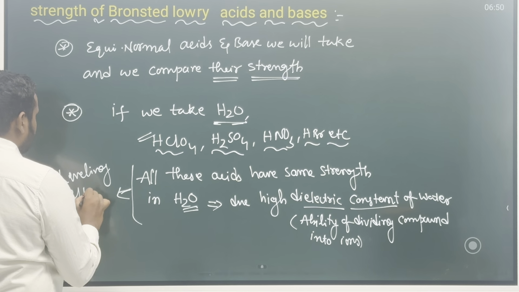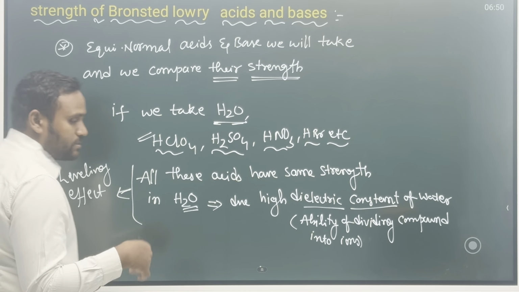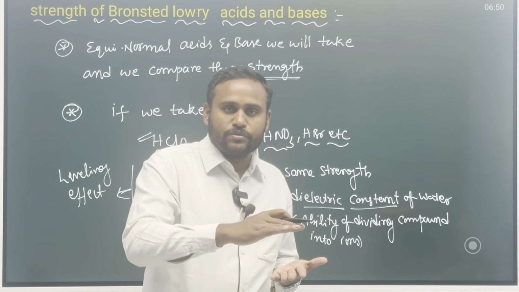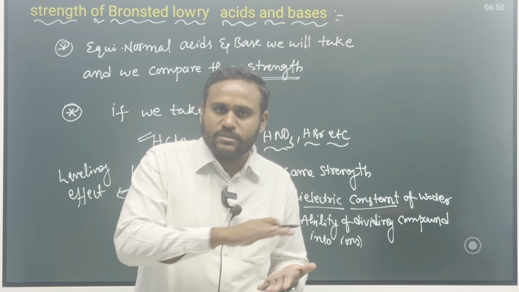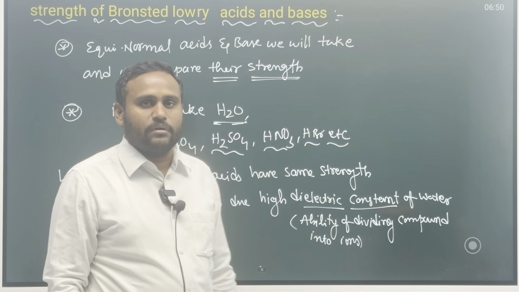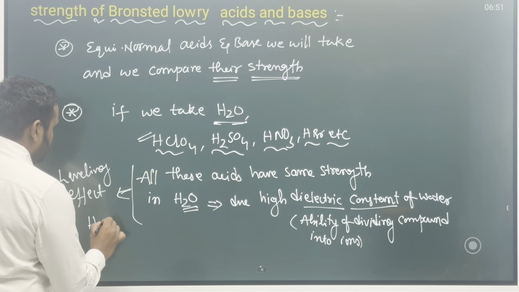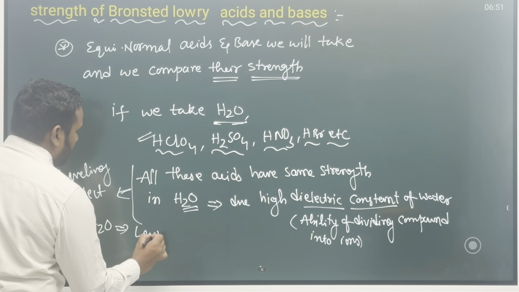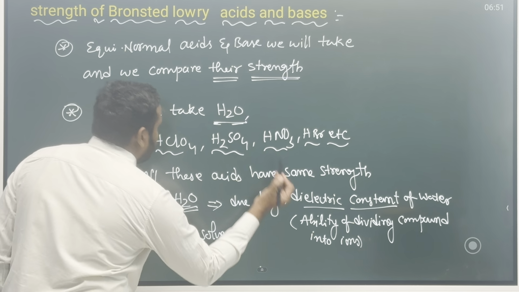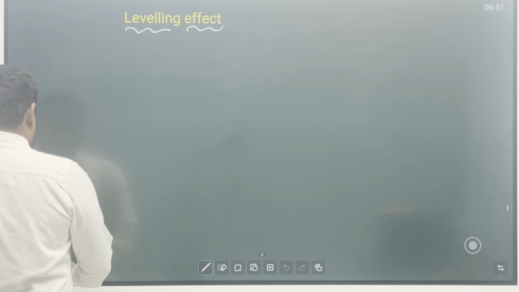Leveling effect. So here, water acts as what? Leveling solvent. So leveling solvent means, for these acids, what is the water doing here? Water is completely dissociating these acids equally, so it is making different types of acids equal in strength. That is known as what? The leveling effect. And H2O is also known as a leveling solvent, right?